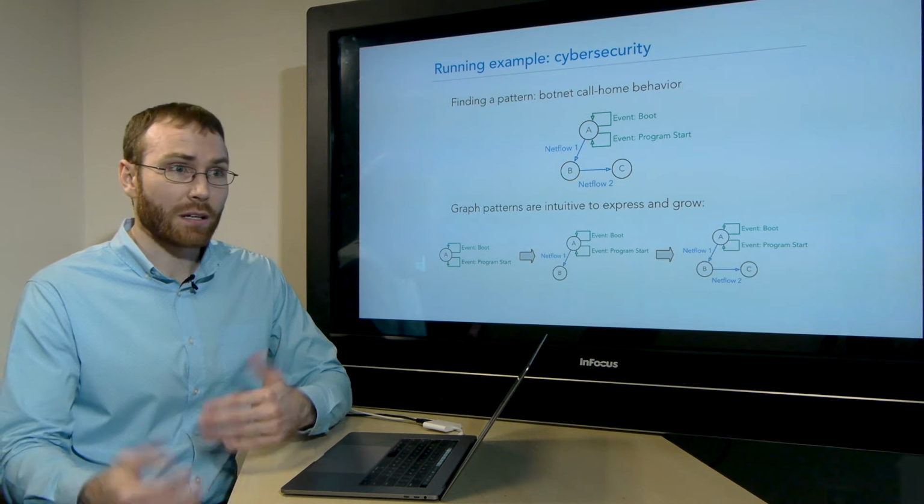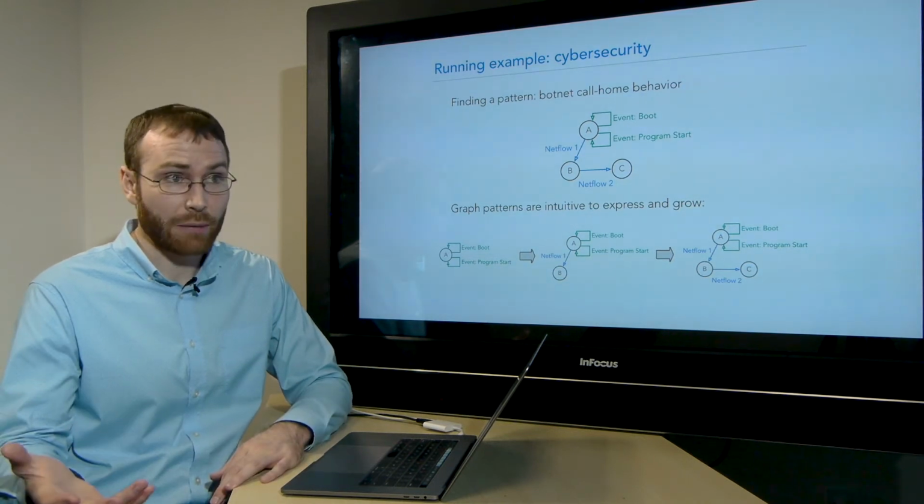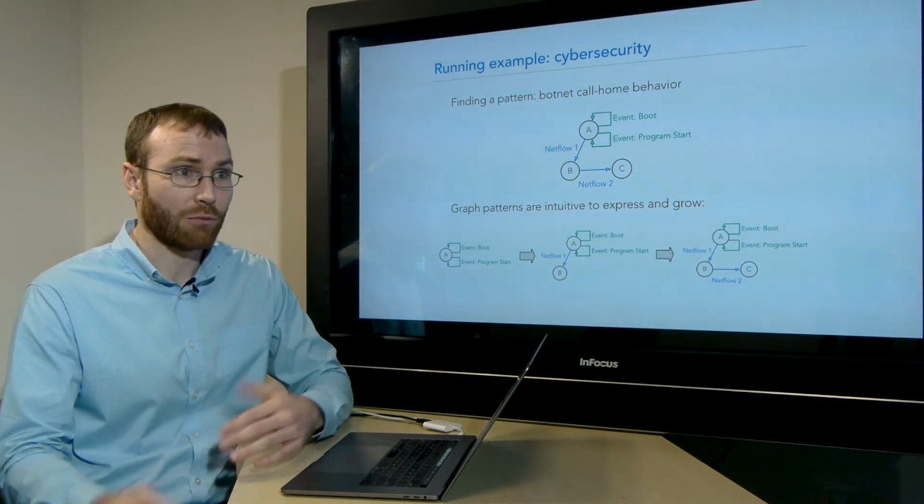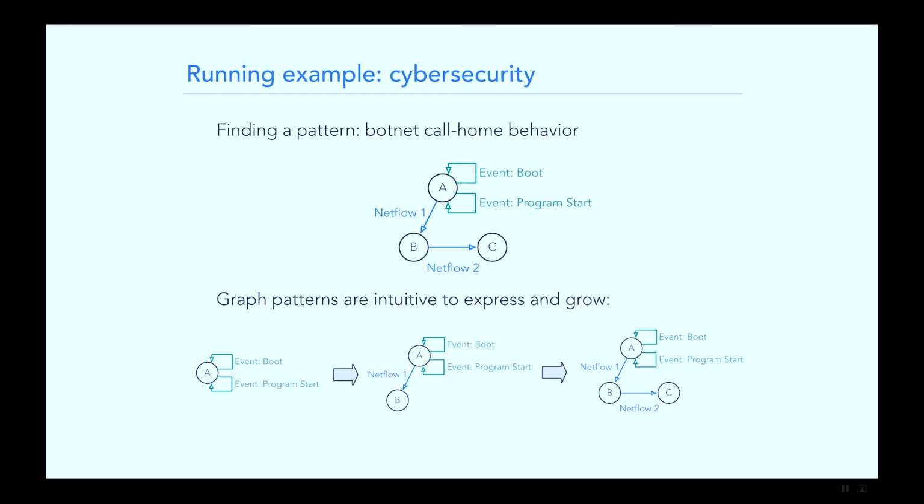So to go back to our running example, we had our data set, we have a data model, now we've represented it as a graph. What kinds of things can we ask about it? The example we're using today is to identify botnet call home behavior inside this data set. So imagine you have a couple machines that are infected with some malware and they want to call back home to their command and control network.